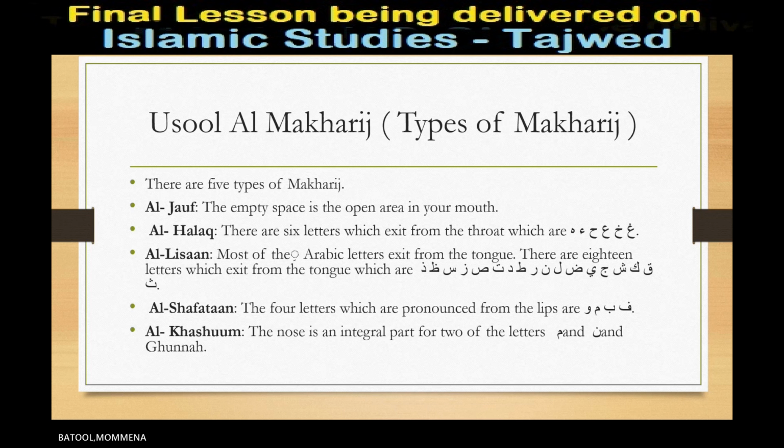Which ones are they? It's qaf, kaf, sheen, jim, ya, dad, lam, ra, ta, dal, ta, sad, za, sin, dha, dal, and tha. Okay. And the next one is al-shafatan.